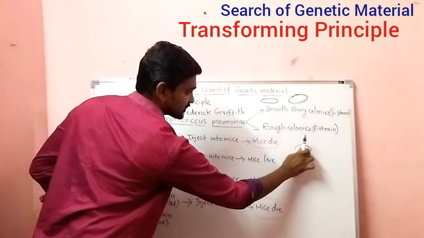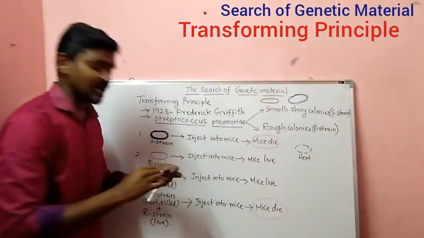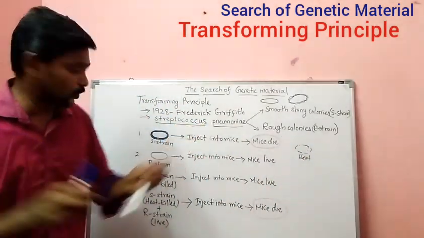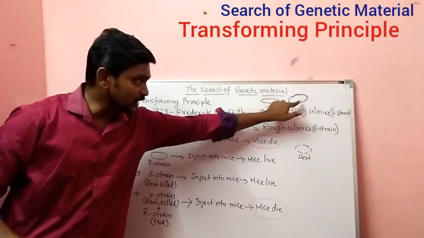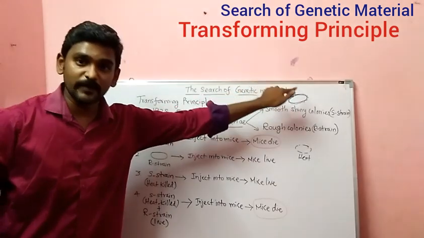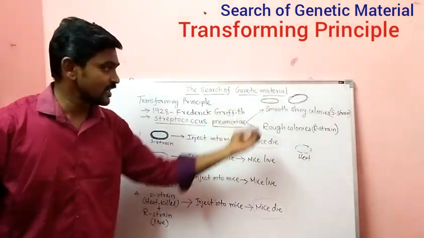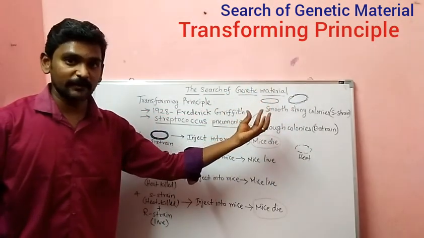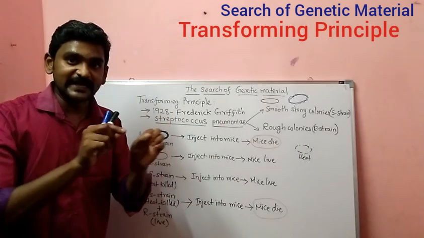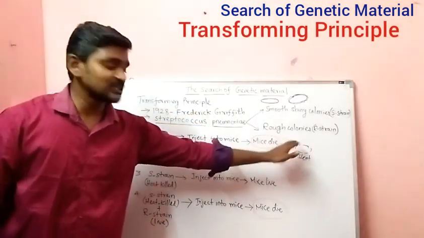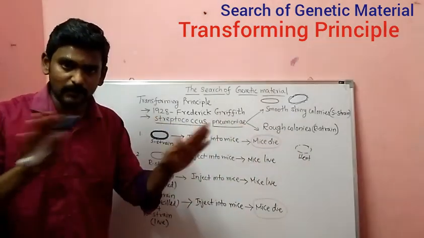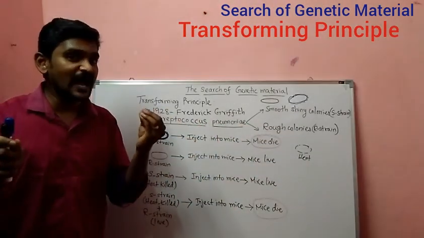After treating with the heat, the cell wall, cell membrane, everything will be broken down. You can see this S strain is there. So what does S strain consist of? A mucus layer, a cell wall, a cell membrane. When you are heating, the cell wall will be degraded, the mucus layer will break down, and the cell wall, cell membrane, everything will be broken down. Inside, what do you have? DNA.